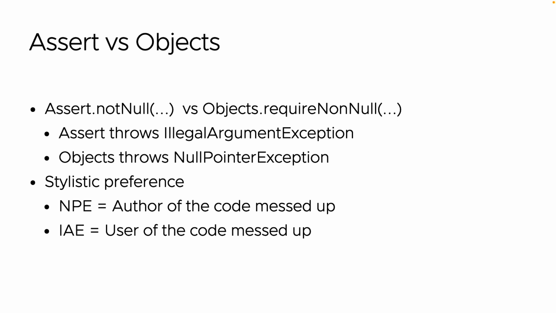And the reason we think of it that way is I tend to think of a NullPointerException as me, the author of that utility, has messed up and I've accidentally allowed a null through. Whereas an IllegalArgumentException is like the user of the method has messed up and given me a null when they shouldn't have done. They should have read the Javadoc.